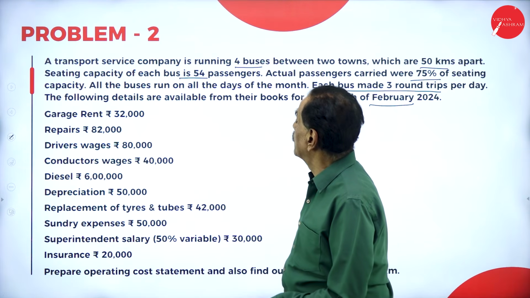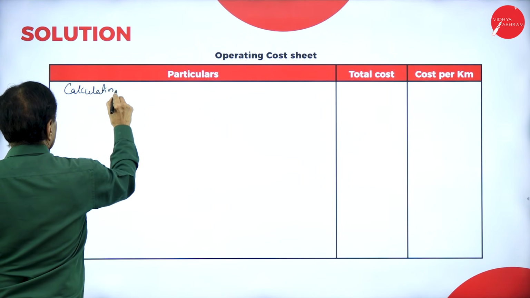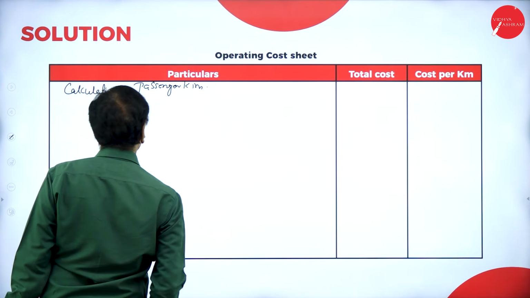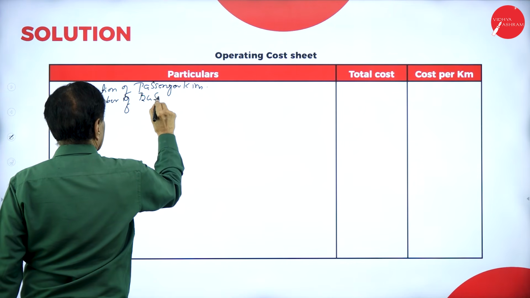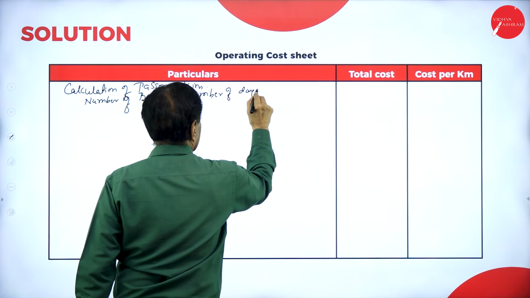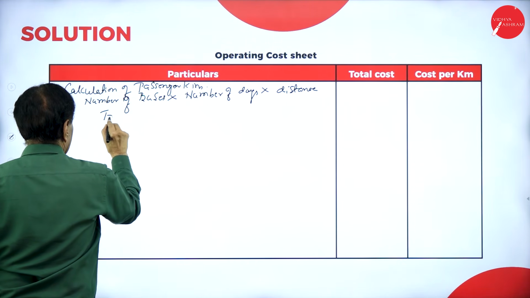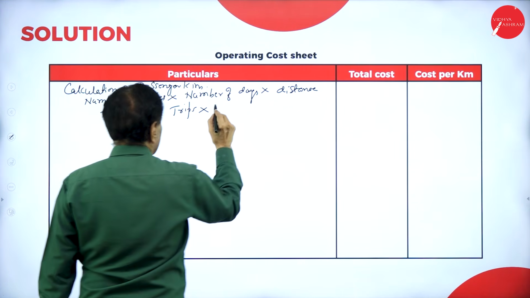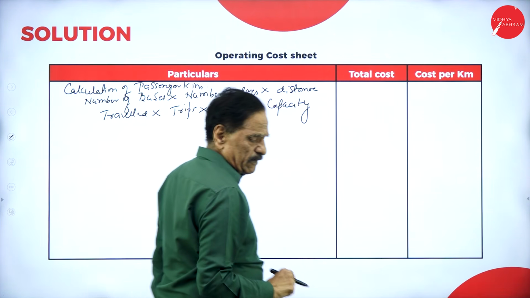What's the formula for that? Calculation of passenger kilometers: number of buses into number of days into distance traveled into trips into seating capacity. This is what we have to do now.